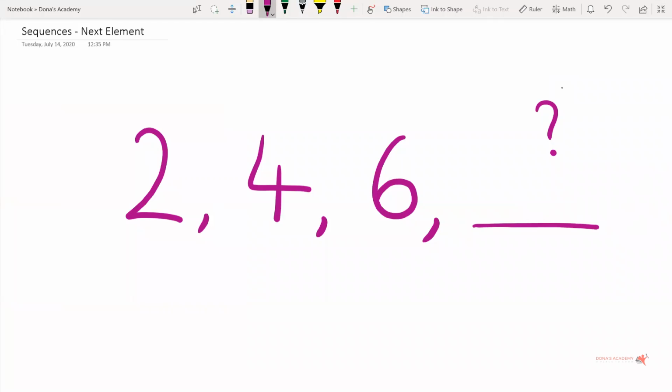What do you think about this sequence? What is the next element? Is it 8? Think about it and please keep on watching this video to check your answer.